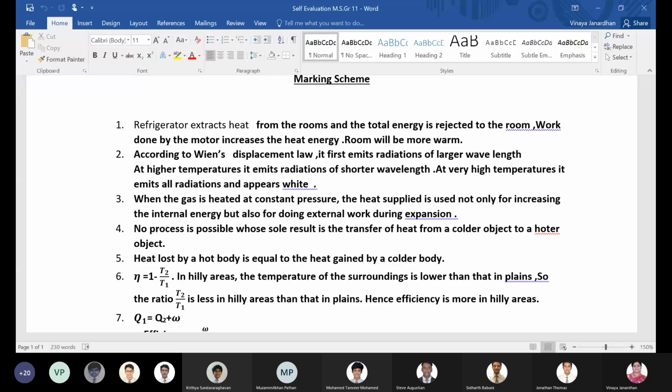Heat cannot flow from a colder to a hotter body, but it can be made to flow only by an external aid. So what does the motor do? The motor extracts heat energy from inside your refrigerator and throws it to the surrounding room. So what happens inside your refrigerator? The temperature keeps moving down.